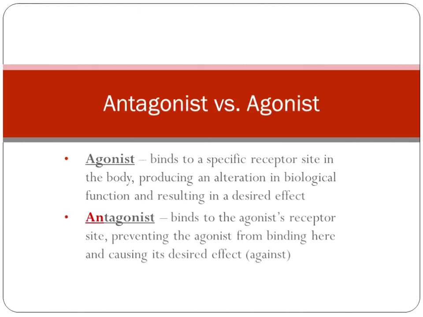You have to remember your medical terminology, the AN and A. An agonist binds to a specific receptor site in the body, producing an alteration in biological function and resulting in a desired effect. Antagonist, then, the AN becomes important here. It binds to the agonist receptor site, preventing the agonist from binding here and causing its desired effect. Consequently, it works against.